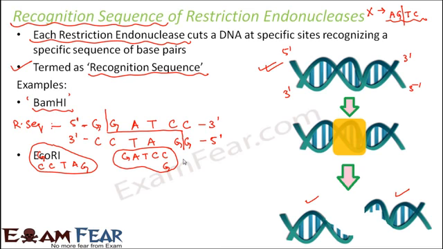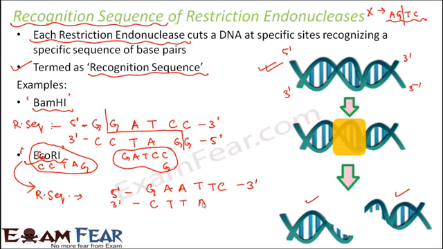Now let us take another example of an enzyme, and the next example is EcoRI. This is the next example of a restriction endonuclease. EcoRI also has a specific recognition sequence. So let us first look at the recognition sequence of EcoRI. This is the recognition sequence, GAATTC from 5 prime to 3 prime. Therefore from 3 prime to 5 prime it will be CTTAAG. So this is the recognition sequence for EcoRI.